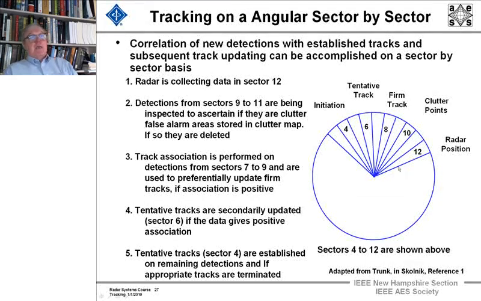Now, for track-while-scan radars, where you have the antenna rotating, the data in the 360 degrees is divided up into wedges, called sectors. What we do is correlate new detections with established tracks and do the updating on a sector-by-sector basis. So let's start over here. In this sector 12, we collect data.